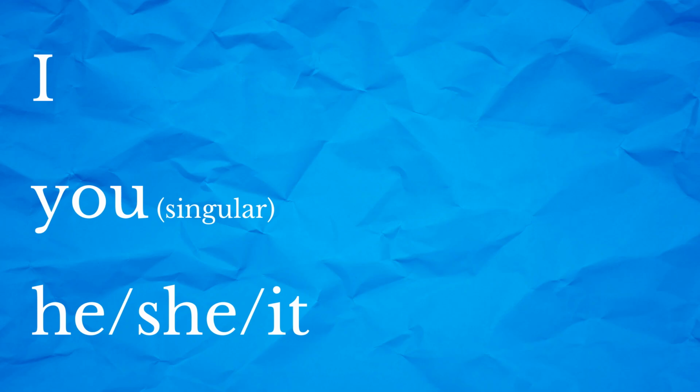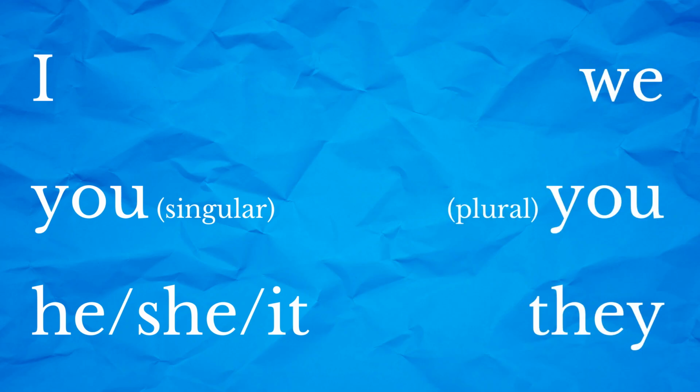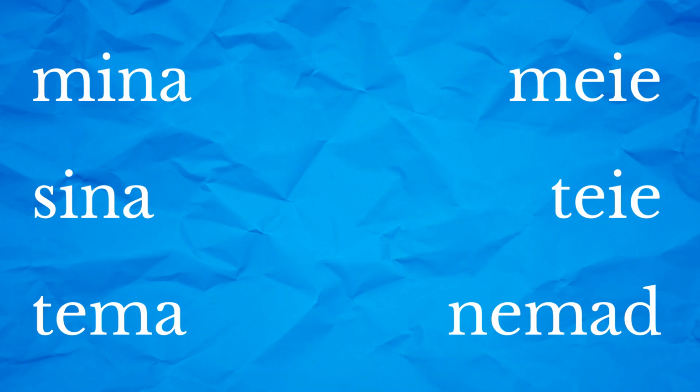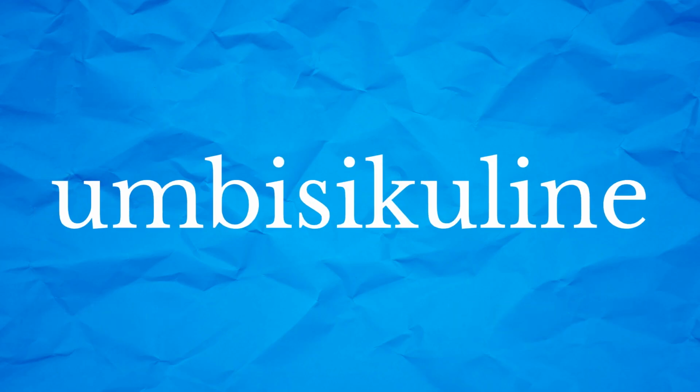Like most languages, Estonian also has 3 singular and 3 plural personal pronouns: mina, sina, tema, meie, teie, nemad. There is also a conjugation we use if we don't know or don't want to say which grammatical person did the action. It's called umbisikuline. It's slightly too advanced for this video, but it's good to know that this exists because it's quite common.